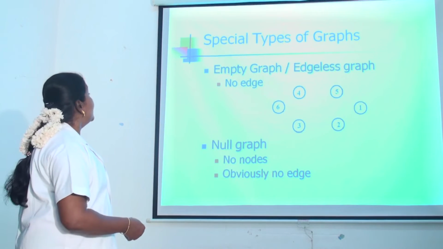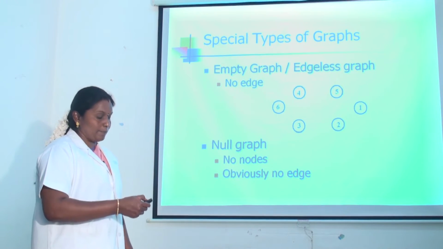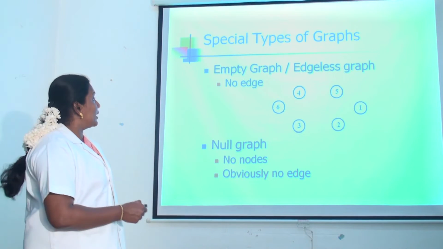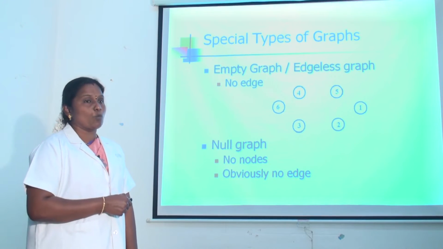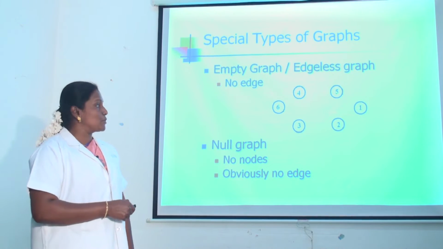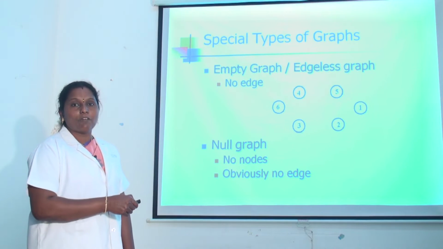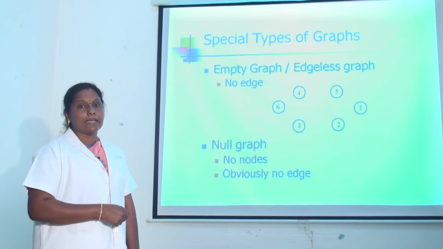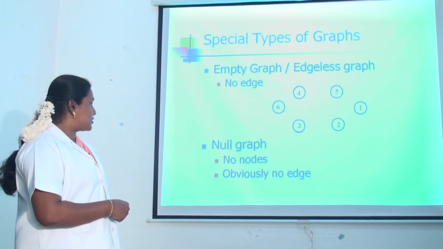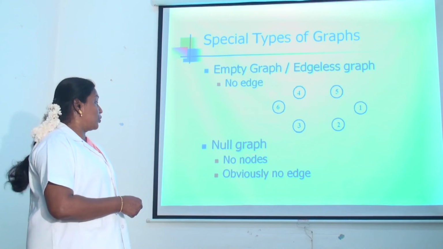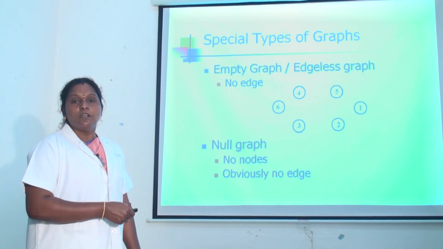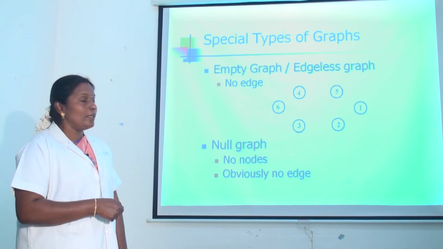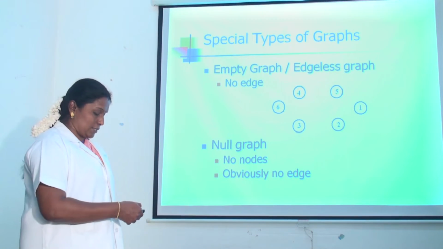And the next, special types of graphs. What are the special types? Empty graph or edgeless graph. It has no edges, only the vertices are there. It is an empty graph. And the next one is the null graph. What is the meaning of null graph? There are no nodes, meaning there are no vertices, and obviously no edges. It is a null graph.